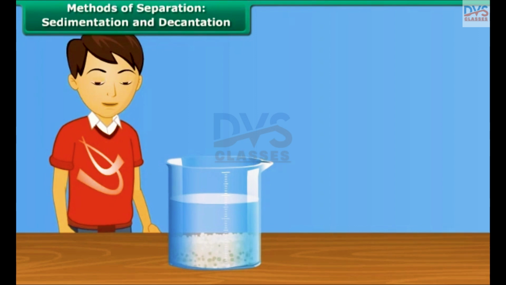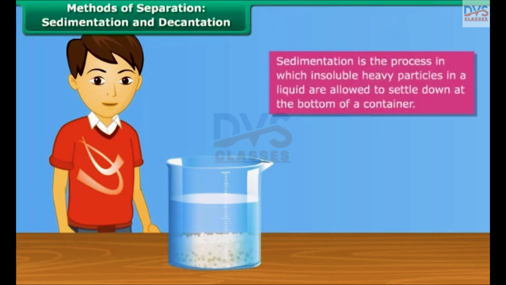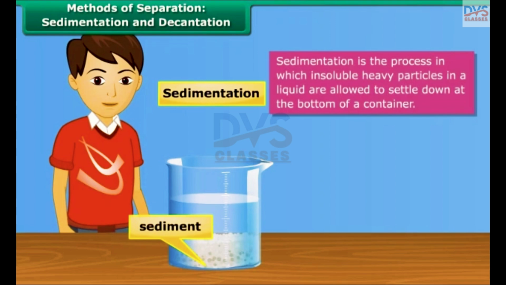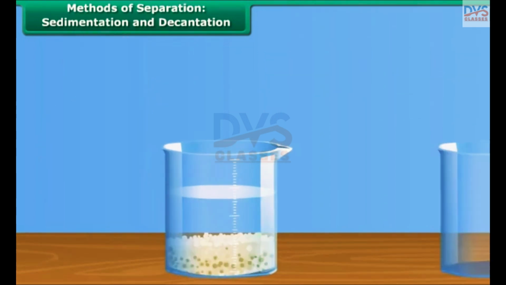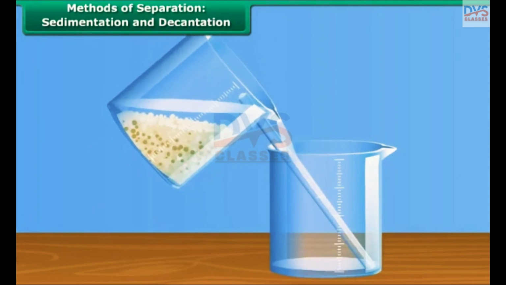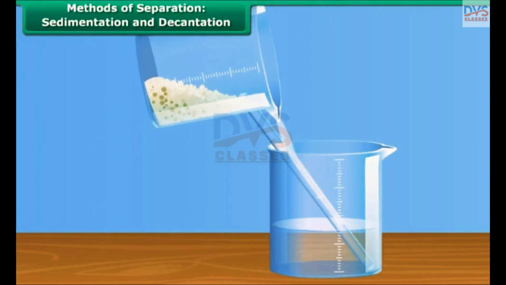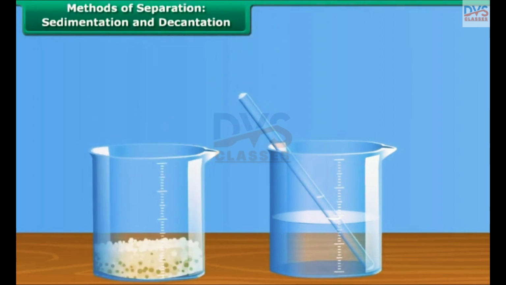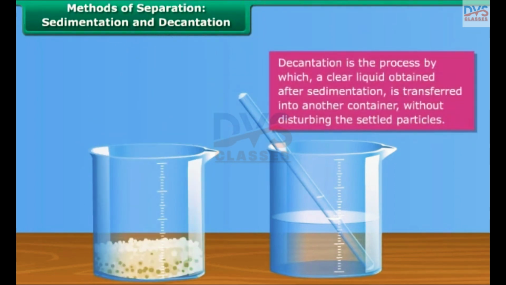The beaker had clear water. Mud, being heavy, had settled down at the bottom of the beaker, while the water formed the upper layer. This process of deposition of mud at the bottom of the beaker is called sedimentation, and the layer of mud is called the sediment. Jack separated the upper layer of water from the mixture by gently pouring the clear water into another beaker without disturbing the sediment. This process of separation of a liquid from the sediment is called decantation.